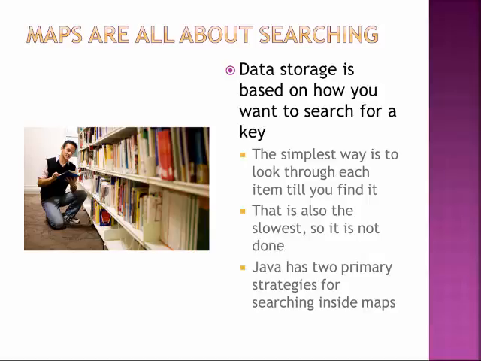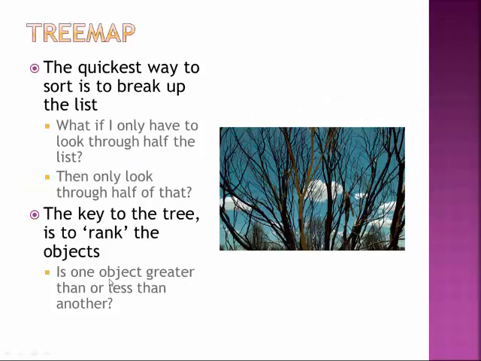And so the simplest way to find something, simple as far as just logic goes, I just start at the front of the library and I keep walking down the shelves till I find the place where it's supposed to go. That's also the slowest way to do it, but it's the simplest way to do it. So really, Java is smarter than that. There's 2 primary ways we get to that. And the tree map is probably the quicker way to be able to break up the list as far as your understanding goes.